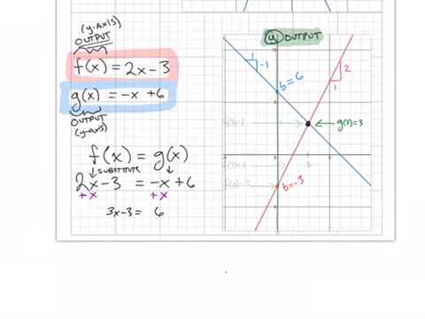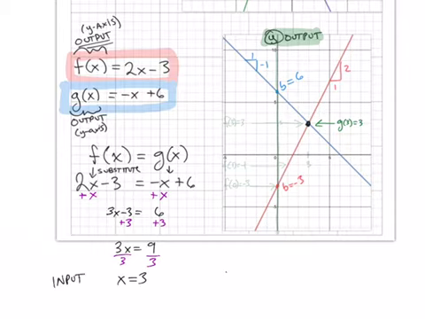I could get all of my constant terms, my numbers, organized on the other side to get 3x is equal to 9. And dividing both sides by 3, I get x is equal to 3. That represents that the input point, x equals 3, should be the place where my two functions come out equal.